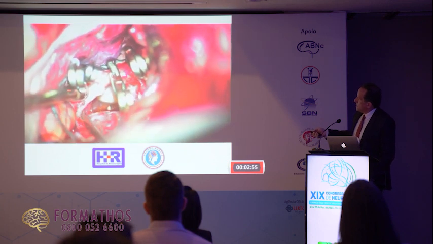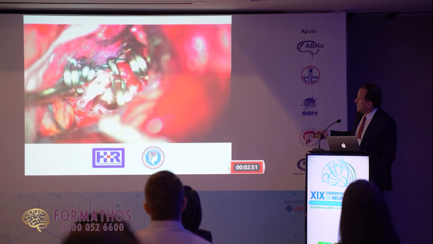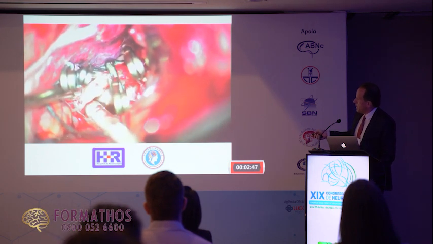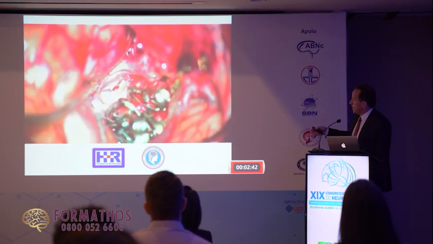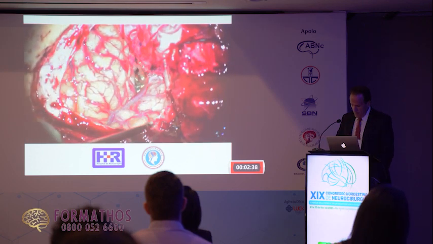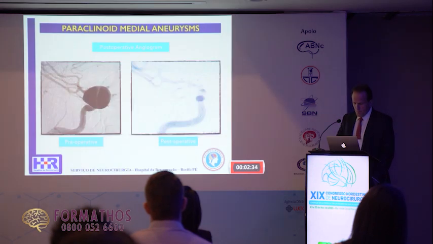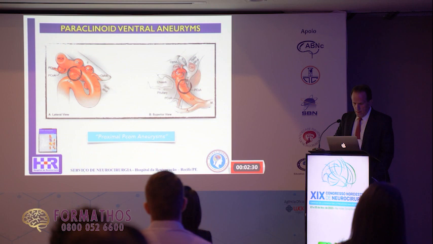Also for these aneurysms, it's very important to check all the time the PCOM and anterior choroidal artery. They have to be free, and now we are checking the patency of both arteries. And then you can open the aneurysm and release all the mass effect on the optic nerve. Here's the postoperative angiogram and the patient in the clinic.